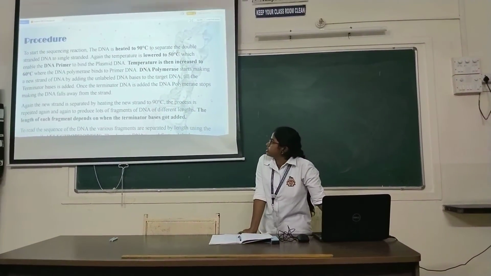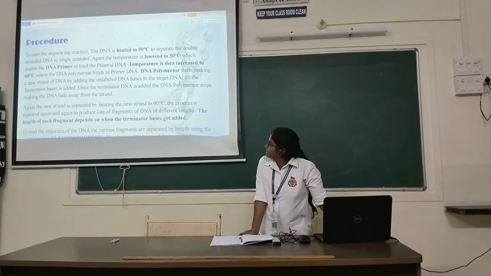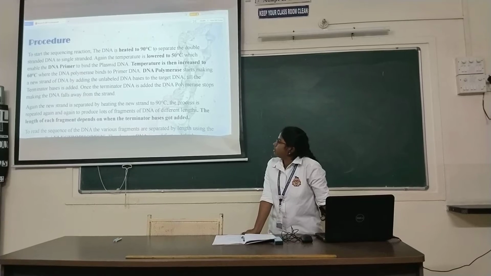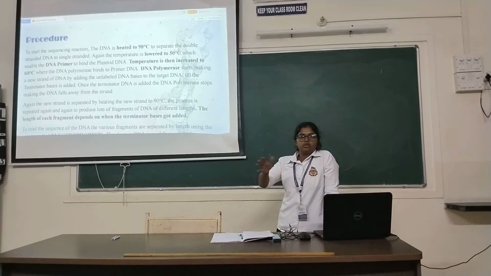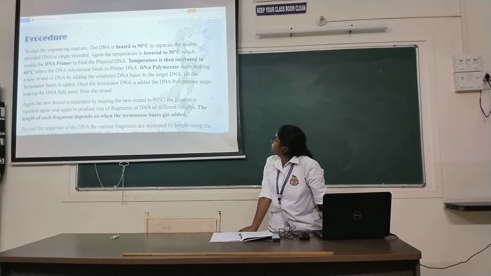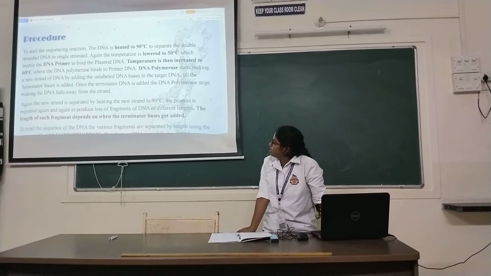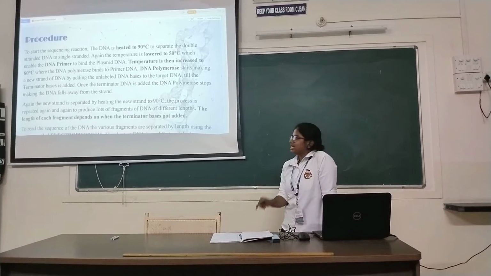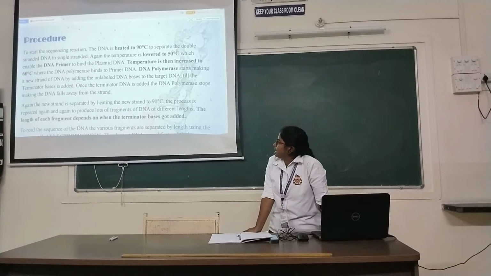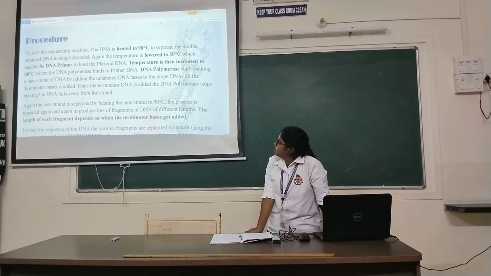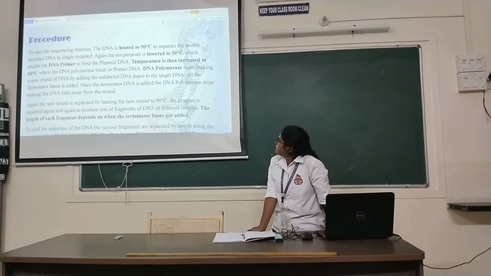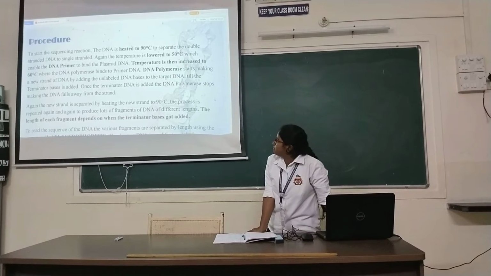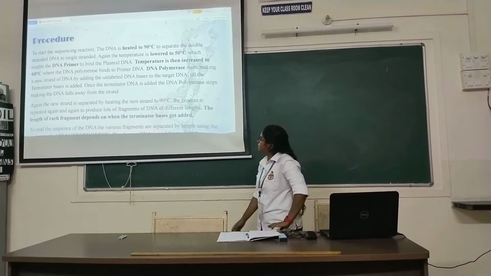Now look at the procedure. To start the sequencing reaction, the DNA is heated to 90 to 95 degrees Celsius to separate the double-stranded DNA into single-stranded. Again, the temperature is lowered to 50 degrees Celsius, which enables the DNA primer to bind the plasmid DNA. Temperature is then increased to 60 degrees Celsius, where the DNA polymerase binds to the primer DNA.